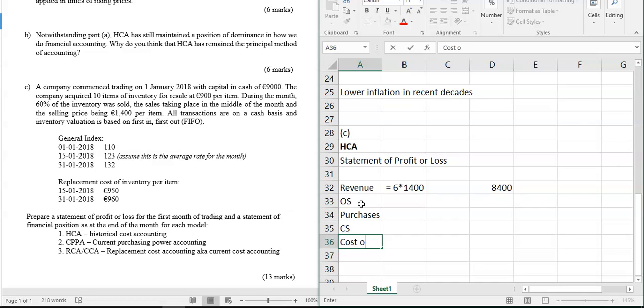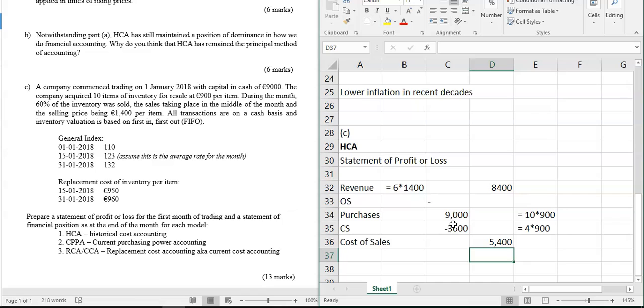Your cost of sales then is opening stock, plus purchases, minus closing stock, and that gets your cost of sales. Here we had no opening stock. We started with nothing. Purchases, we bought 9,000 worth of goods. I'll put there that was 10 times 900. You bought 10 goods at 900 each. That's using all your capital up front. And that means there's going to be 4 left, 4 times 900. You're valuing the closing stock at its historical cost. So your cost of sales here is going to be 5,400, which again is the 6 units that you sold at the historical cost.